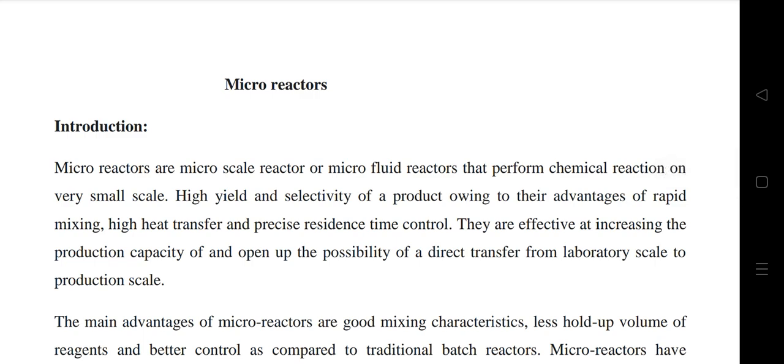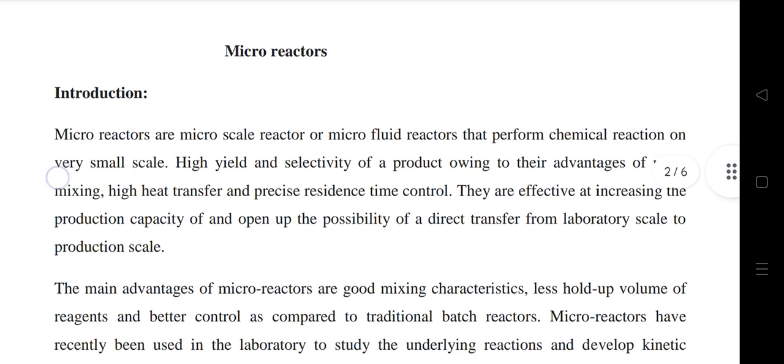Microreactors are micro-scale reactors or microfluid reactors that perform chemical reactions on a very small scale. High yield and selectivity of a product is the advantage of rapid mixing, heat transfer, and precise residence time control. They are effective at increasing the production capacity and open up the possibility of direct transfer of any chemicals from the laboratory scale to the production scale, which is one of the very large scale processes used by microreactors.